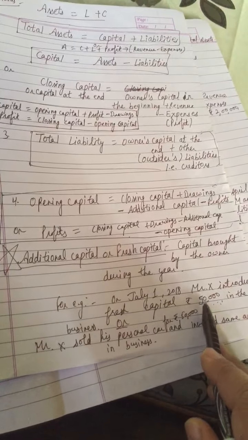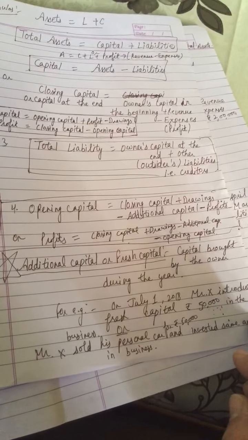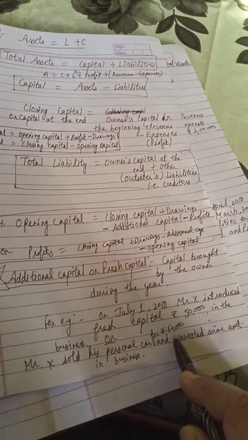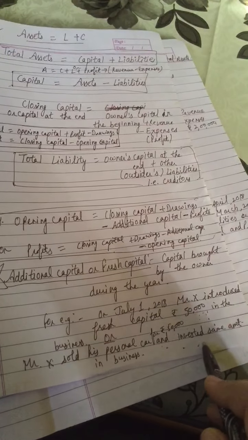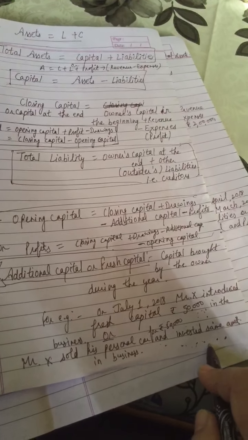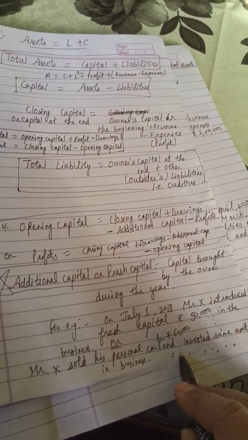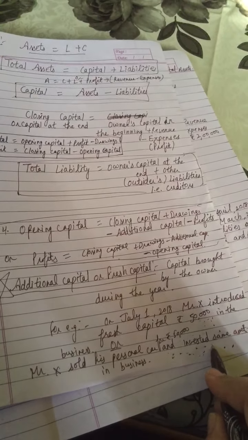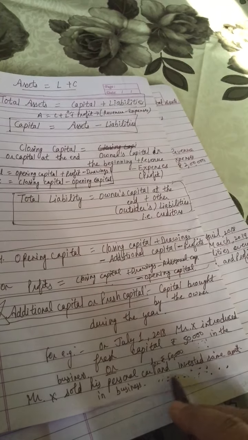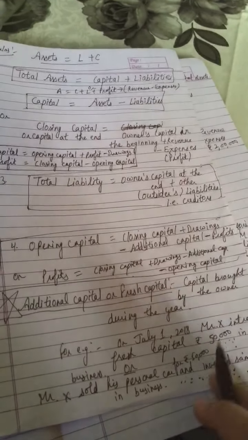The owner can bring his capital as additional capital or fresh capital, and opening capital. I have said earlier that he can also bring it in kind. In kind means he can bring an asset for the business. That means he can bring his personal car into the business, so the car is a business asset.